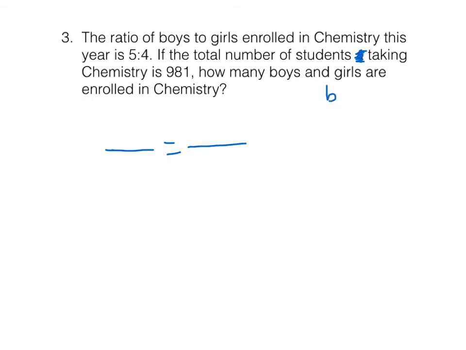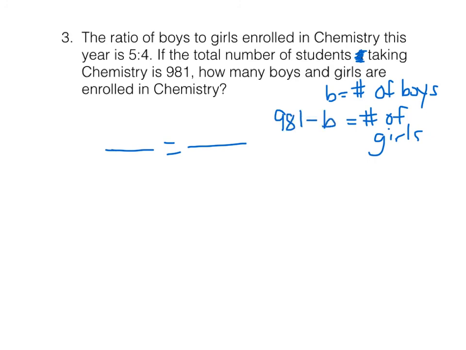Let's start with B equals number of boys. Do not use G to be number of girls. Instead, use an expression including G. Well, if there's 981 kids and B of them are boys, how can I find the number of girls? It would be 981 minus B. Now take your ratio 5 to 4 and put it in the fraction, 5 on the top and 4 on the bottom. If that's the ratio of boys to girls, take your expression for boys, put it on the top. Take your expression for girls, put it on the bottom. And now you have a proportion you can solve.